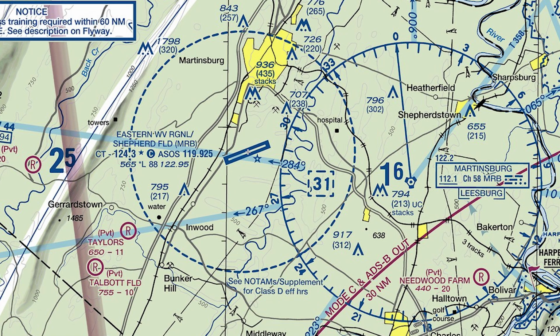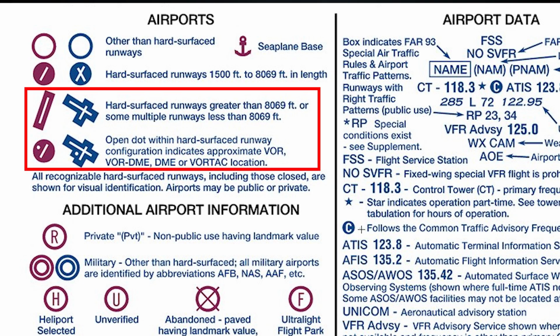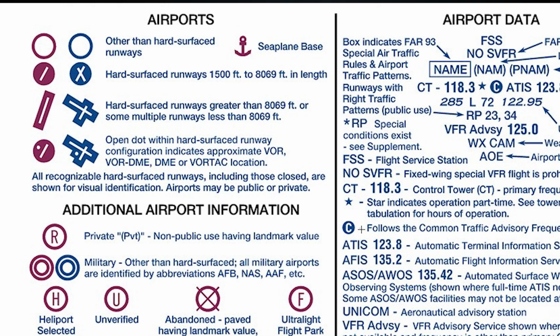All right, let's talk about some airports listed on VFR charts. There's public use airports, which is a blue circle or square with the runway layout depicted inside. The shape or circle or square may vary depending on the runway configuration. If the airport has a paved runway longer than 8,069 feet, the runway layout is depicted with precise orientation. Length is shown to scale.